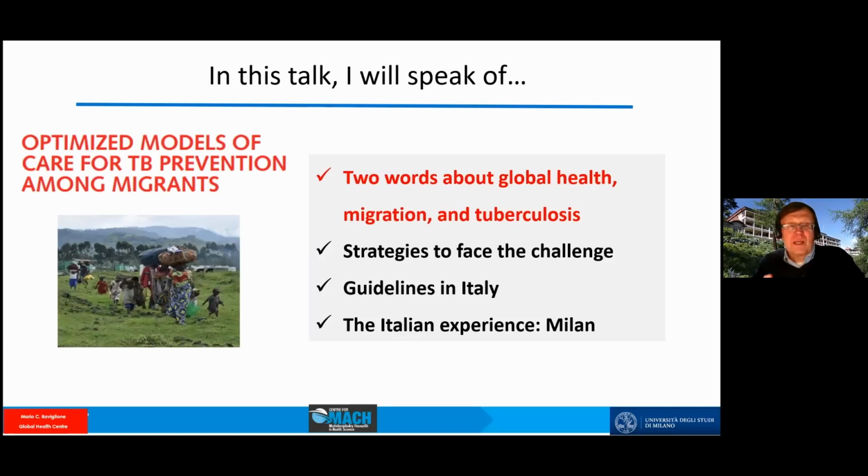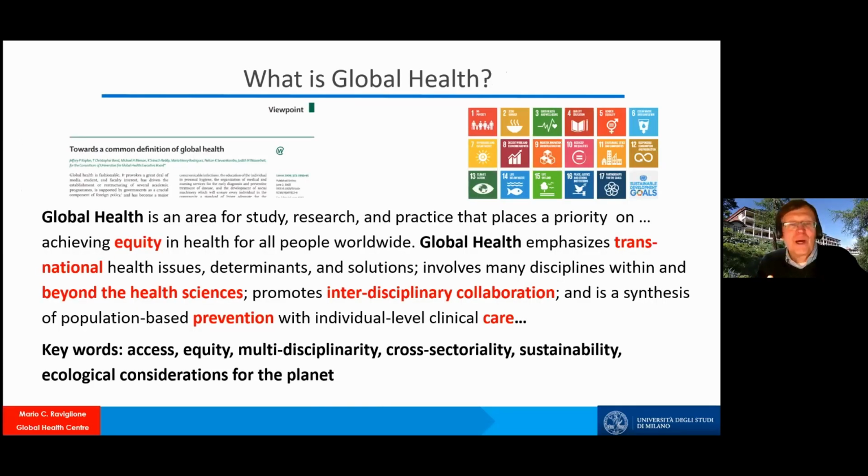So let me just define global health for those who are not in this field, like Frank and I are nowadays. Global health is an area for study, research, and practice that places a priority on achieving equity in health for all people worldwide. It emphasizes transnational health issues, determinants, and solutions. Therefore, migration is central to this. It involves many disciplines within and beyond the health sciences. It promotes interdisciplinary collaboration.